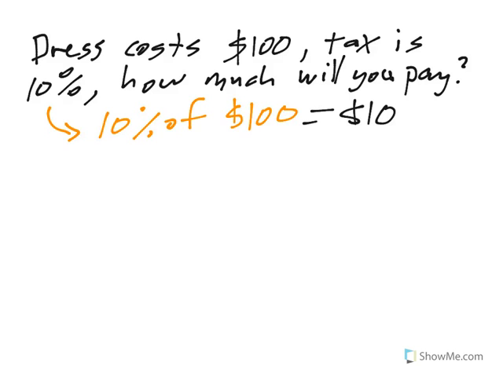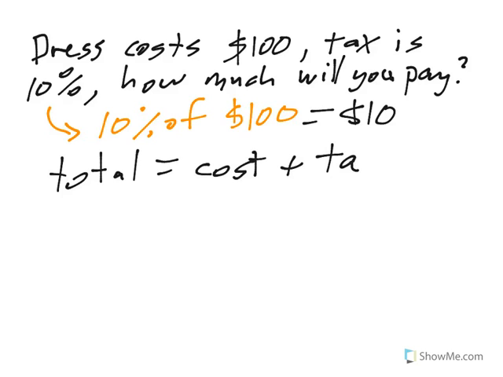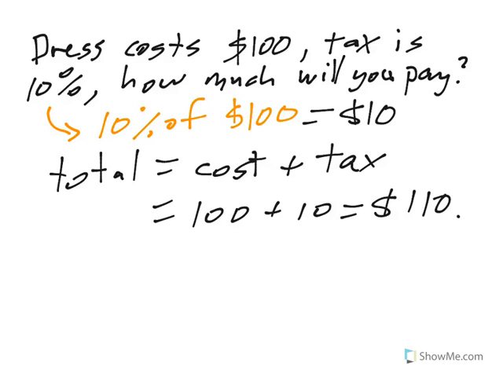That's going to be added to the cost of the dress, or another way to say that is the total cost is the dress cost plus that increase, plus that tax. And so in this case, it's going to be 100 plus 10, or $110. So what was nice about that first example is the numbers were so nice that you didn't really have to do any quote-unquote math. You just have to understand what things mean.